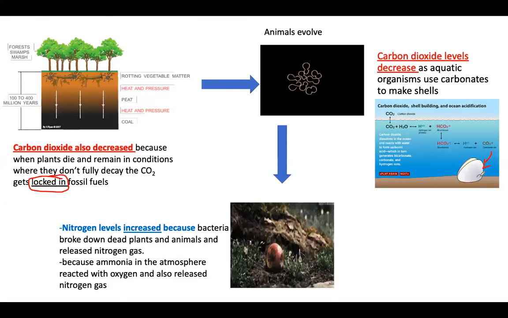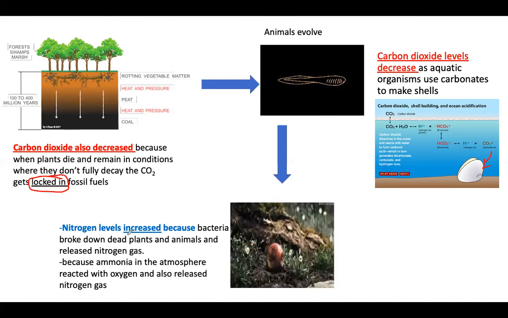When plants and animals die, they are broken down by bacteria through decomposition. Nitrogenous compounds such as DNA and proteins, the nitrogen from them are released back into the atmosphere by that bacteria. So this is why we have considerably more nitrogen. Also, as soon as there was oxygen in the atmosphere, so after algae evolved, ammonia in the atmosphere reacted with the oxygen and released more nitrogen gas. And this is why we don't have any ammonia now in our atmosphere.